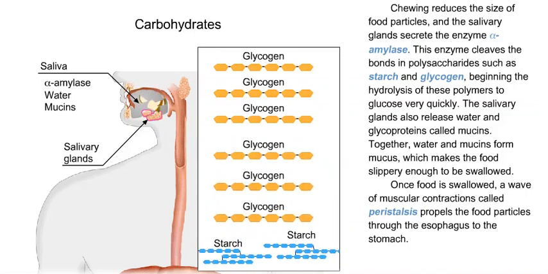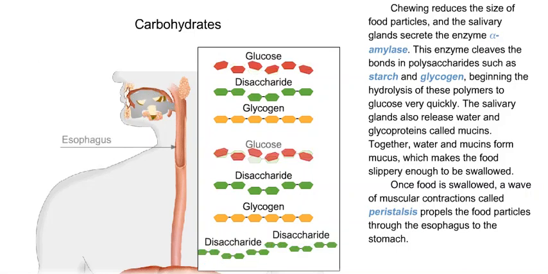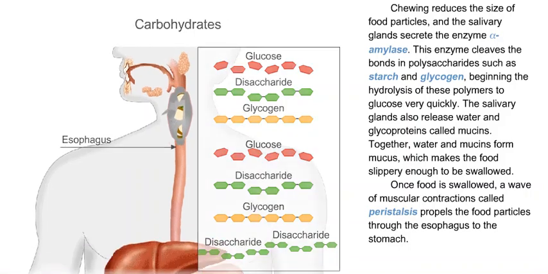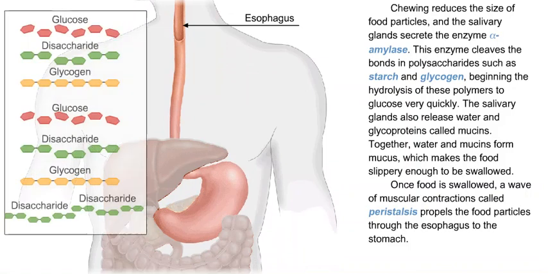very quickly. The salivary glands also release water and glycoproteins called mucins. Together, water and mucins form mucus, which makes the food slippery enough to be swallowed. Once food is swallowed, a wave of muscular contractions called peristalsis propels the food particles through the esophagus to the stomach.